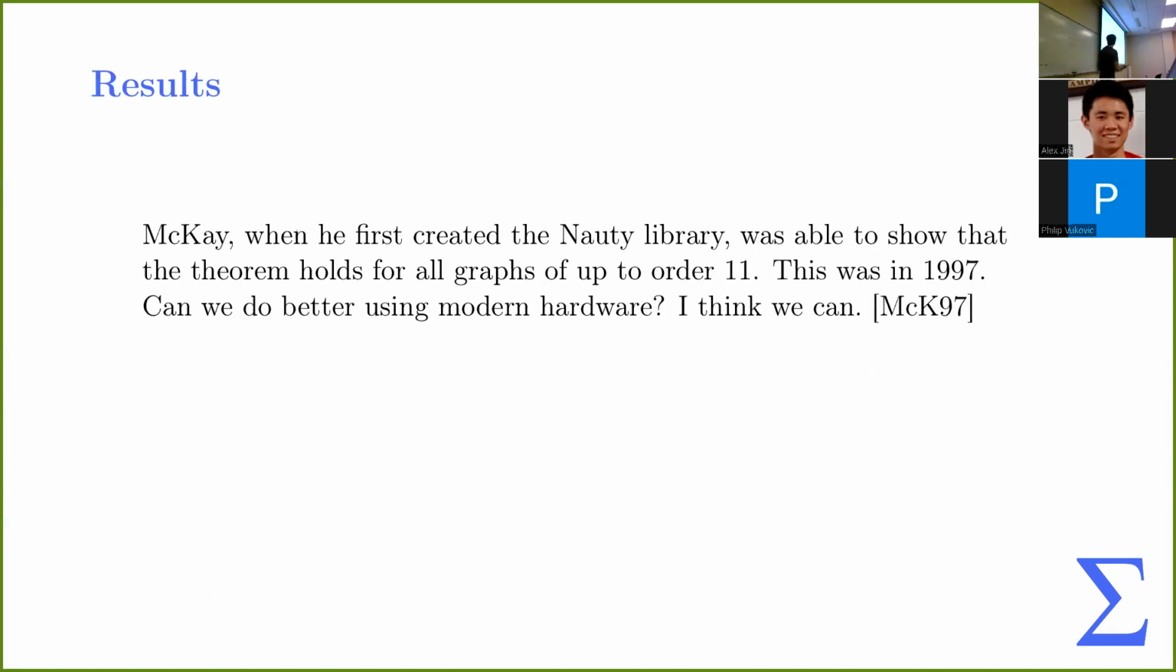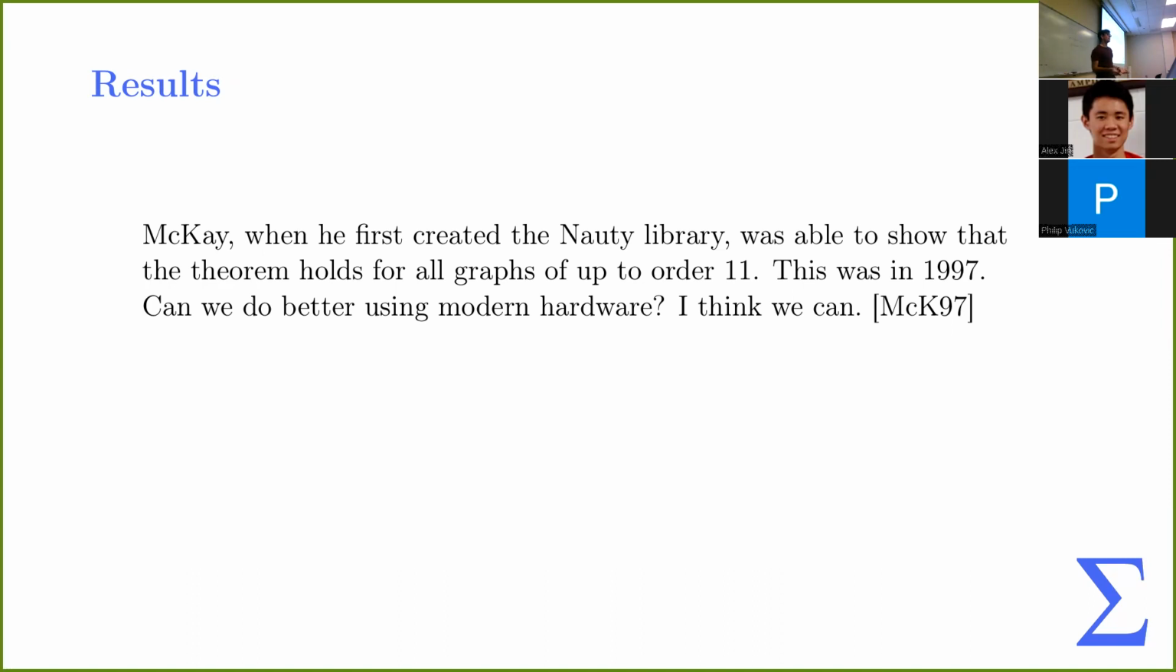So basically, we can generate all the graphs of, say, order 10, then take all of their augmentations, canonical deletion, and do that comparison, right? In practice, the average came out to be about 95 comparisons. So 11 billion times 95 as opposed to 11 billion times 11 billion, right? When he first created the nauty library, McKay was able to do this for all graphs up to order 11. That was in 1997.